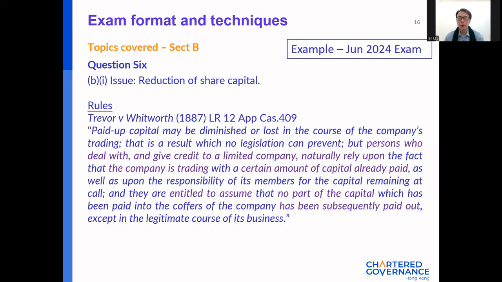So share capital represents the money that was invested into a company by the shareholders. As explained by the judge in this case, it's understood some of that money will be used as expenses or part of the business loss. That is okay. But the remaining amount should stay in the company so that, if necessary, it can be used to repay the creditors, repay the suppliers. So that's the reason why reduction of share capital is an important topic, because they want to make sure the creditors are protected.